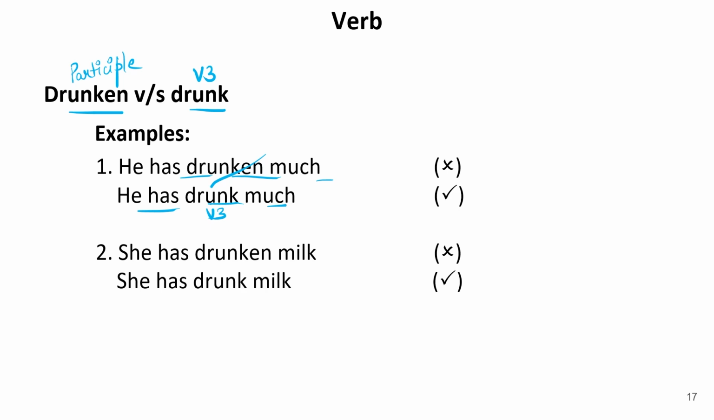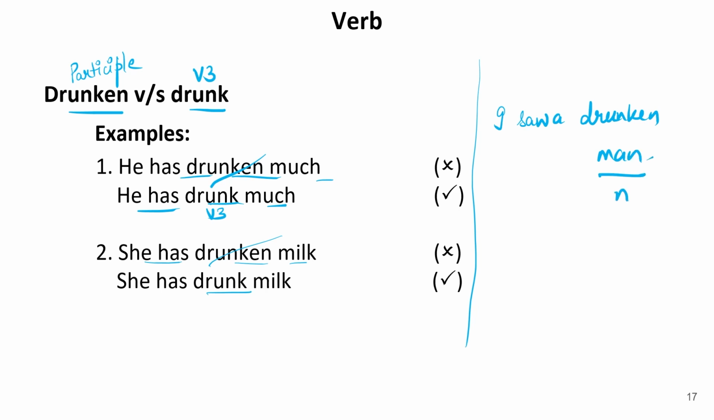But in the next sentence, as we can see, she has drunken milk. No, she has drunk milk. Now let us move further. Now in the same part, if I write a sentence, I saw a drunken man. Here we can see that man is a noun. Drunken is stating the quality of this man, what the condition of that man was. He was drunken. So drunken is basically a participle. This is not a verb. Instead, this is a participle.